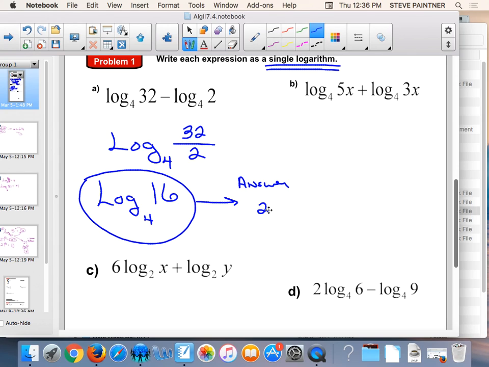2. 4 is the base. 4, raise it to the second, is 16. The answer really is 2, but they just want you to write it as a single log and be done. I'm just trying to get you to understand that 2 would be the answer if I was looking for the answer. I'm not. I'm just looking for a single log. Okay, try that next one.